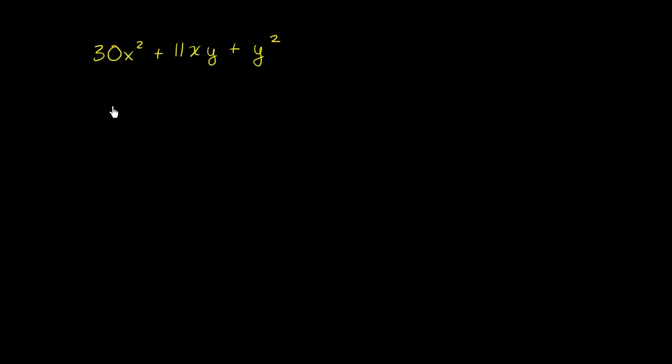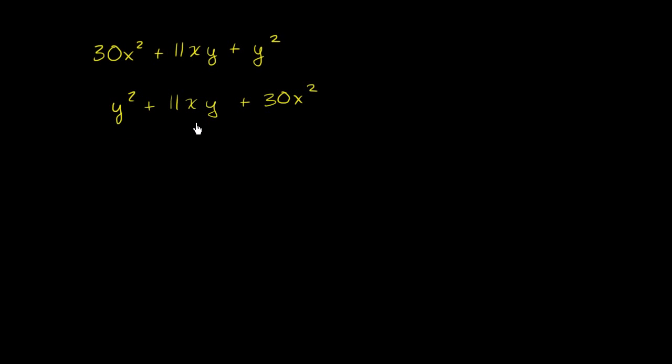We could rewrite this as y squared plus 11xy plus 30x squared. My whole motivation for doing that is that there are ways to factor a quadratic where your coefficient on the first term is something other than 1, but we haven't seen that yet. And so rearranging it this way got us a little bit more into our comfort zone. Now our coefficient is a 1 on the y squared term.